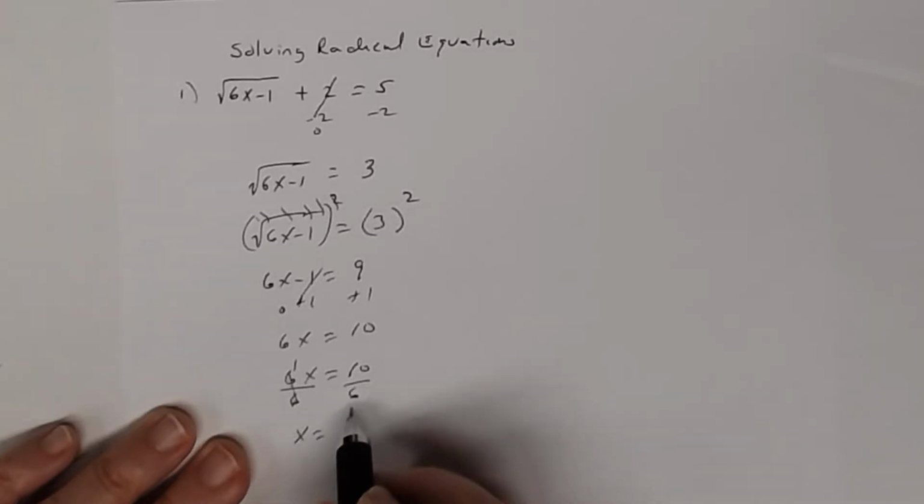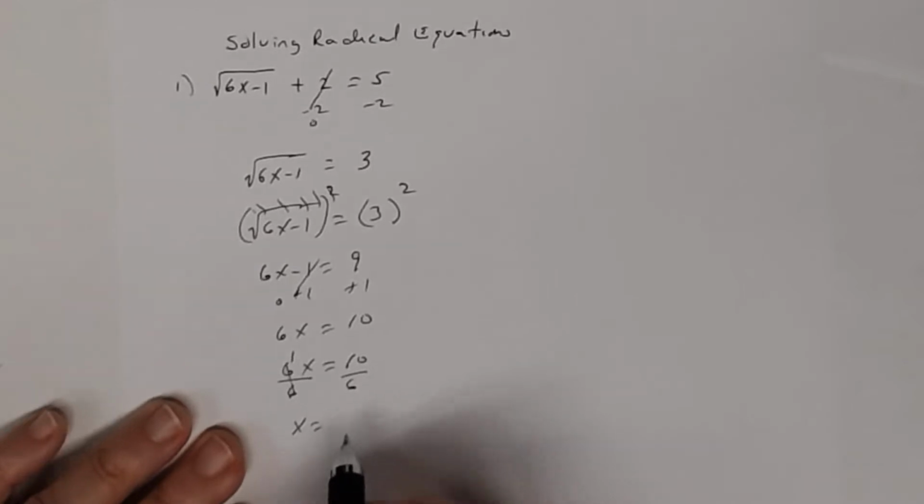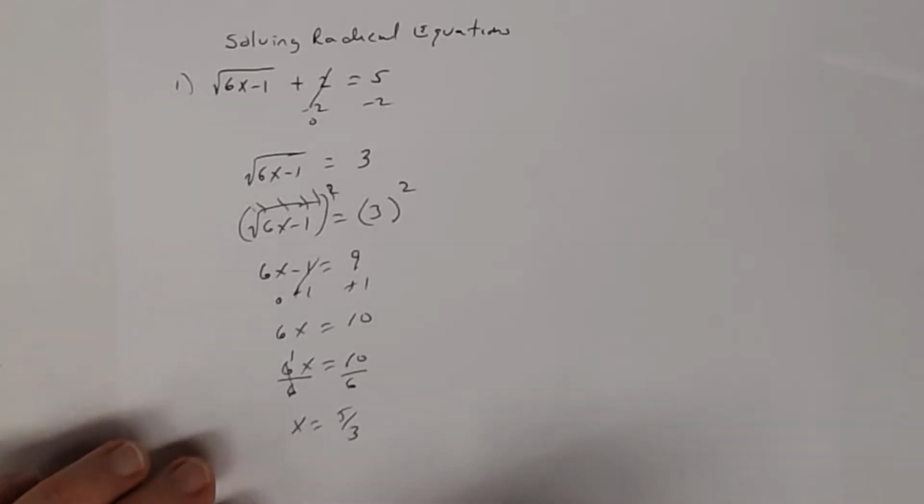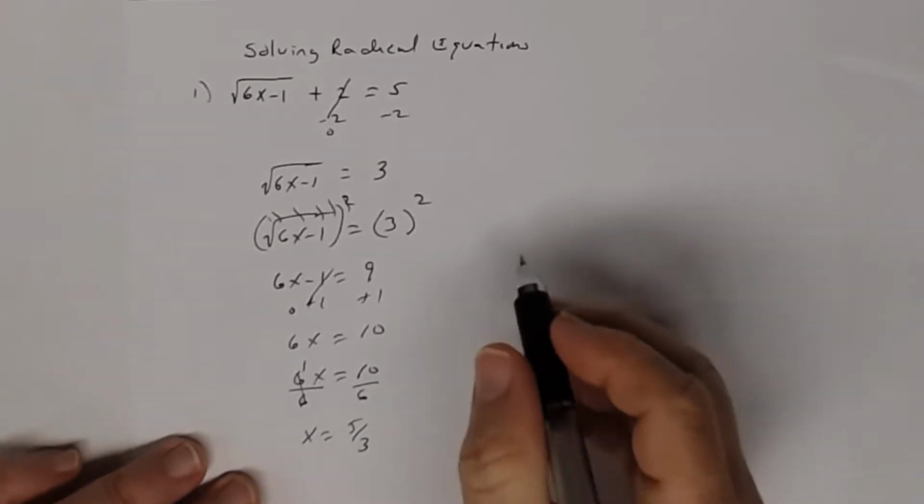And make sure you reduce this. So both of those are divisible by 2. So that's 5/3. Okay, now something else you got to remember.